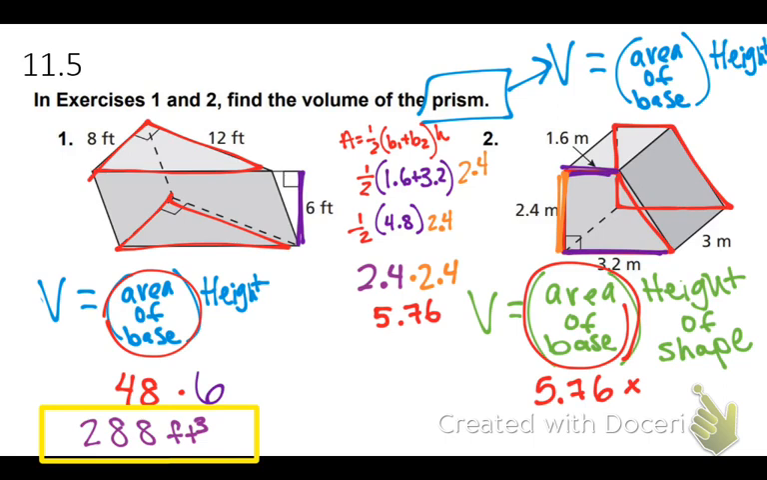The height here is not going to be up and down. It's going to be what pushes apart your two bases. So which of the numbers pushes apart the two trapezoids? 3. So 5.76 times 3 is 17.28, and it would be meters cubed.